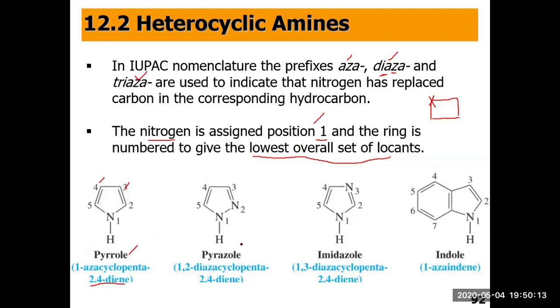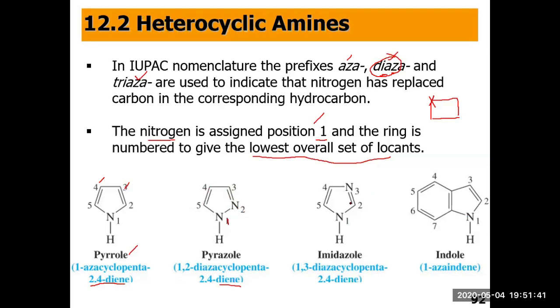We have the 2,4-diene to signify that the cyclic structure also contains 2 double bonds. We can use a similar way of naming this molecule. In this case, the nitrogen atom is atom number 1, and we have to number the ring in such a way that the other atoms or substituents will still have the lowest possible set of locants. Remember that we have 2 nitrogens here, so we use the prefix diaza. The final name for this one will become 1,2-diaza-cyclopenta-2,4-diene. Why do we have 2,4 here? 2 because the double bond starts at nitrogen number 2 and at carbon number 4.